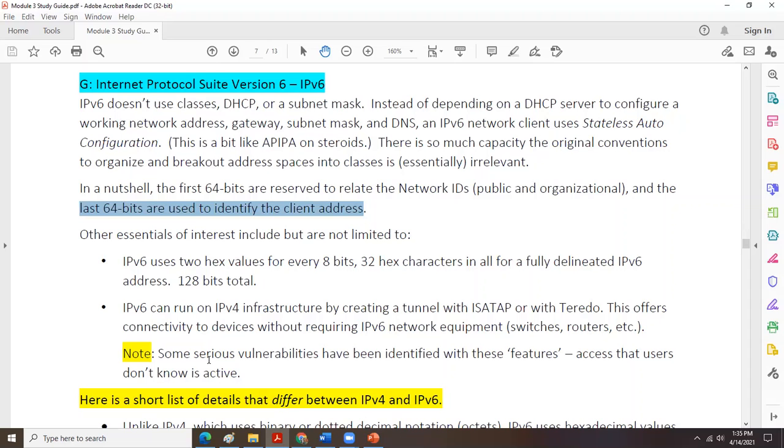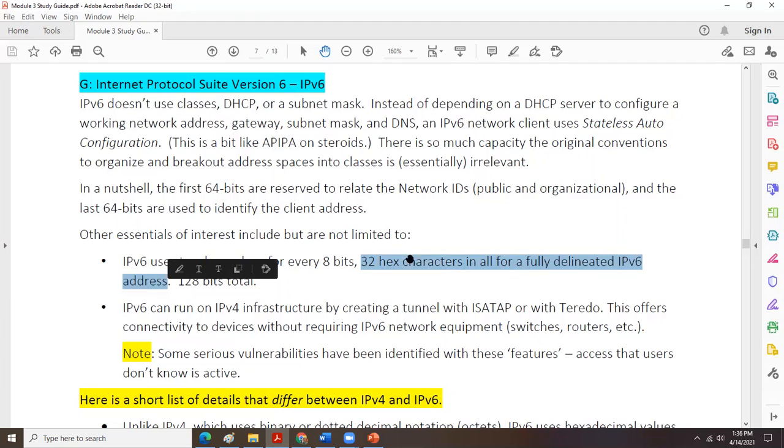4 bits. Yeah, 4 bits. It's not a trick question. Each hex value represents 4 bits, right? And there's 32 hex characters. So if you want to create a fully numbered IPv6 address and you want a value in each one of those characters, you're going to have 32 characters in a row, and each one is worth 4 bits.